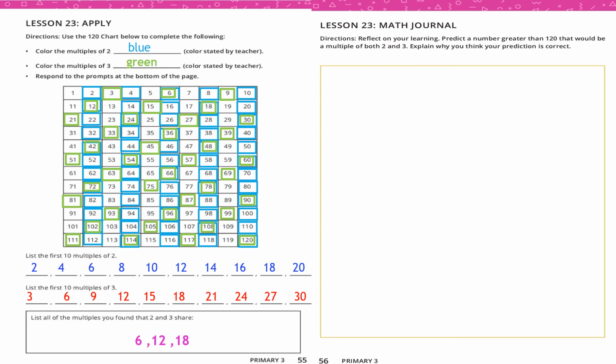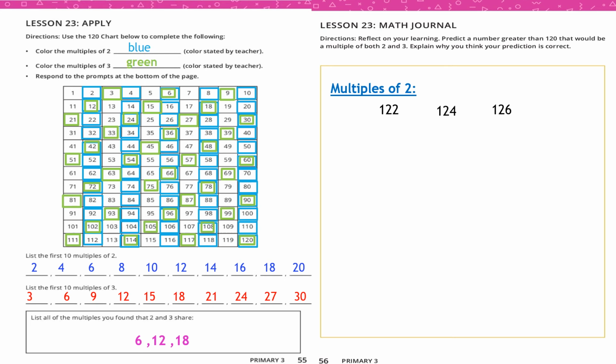Lesson 23, our math journal. Predict a number greater than 120 that would be a multiple of both 2 and 3 and explain why. So we need a number greater than 120 that is a multiple of 2 and also a multiple of 3. First, multiples of 2 are what? 122, 124, 126. How did you know it?